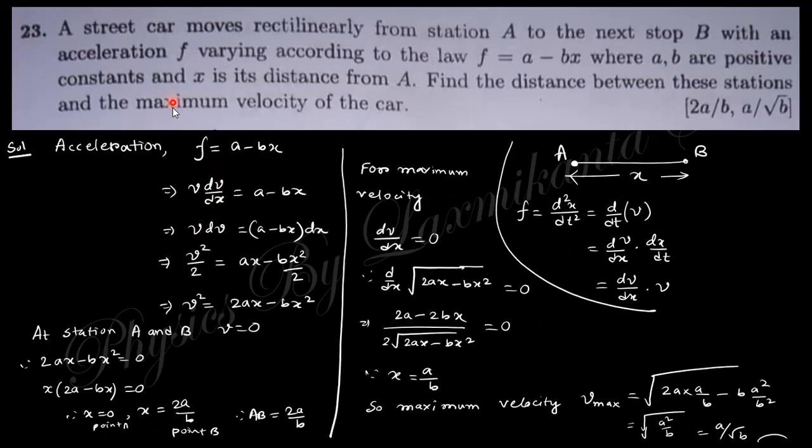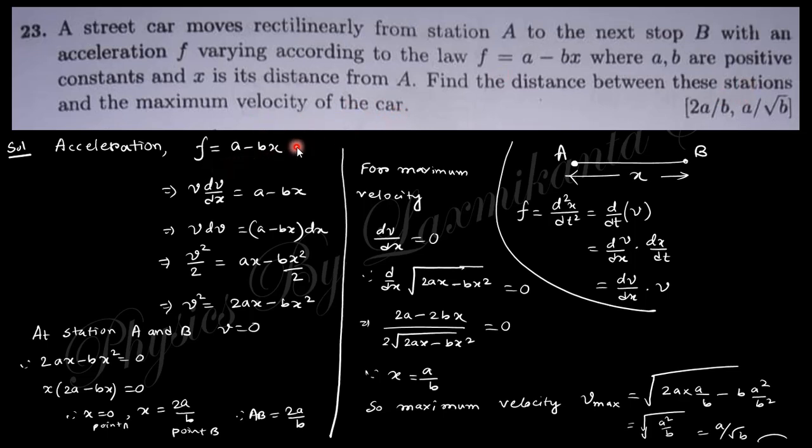Next question says a street car moves rectilinearly from station A to the next stop B with an acceleration f varying according to this relation: f equal to a minus b x, where a and b are positive constants and x is the distance from A. Find the distance between these two stations and the maximum velocity of the car.